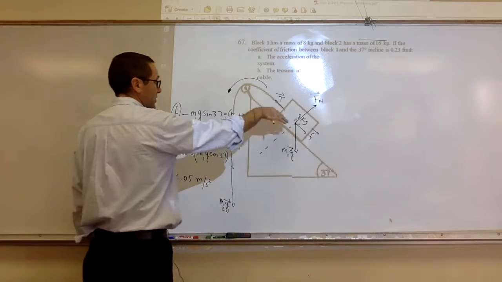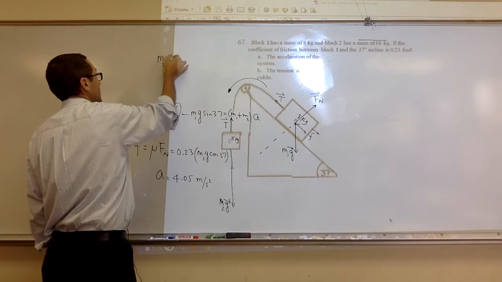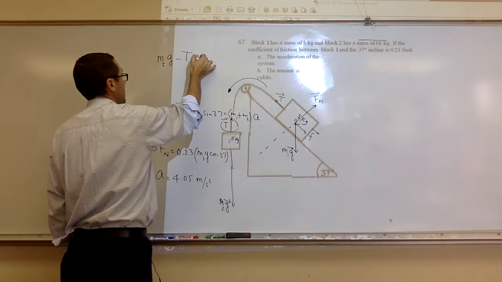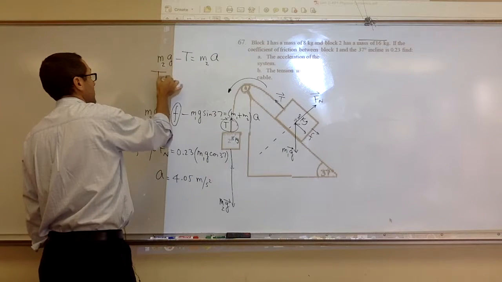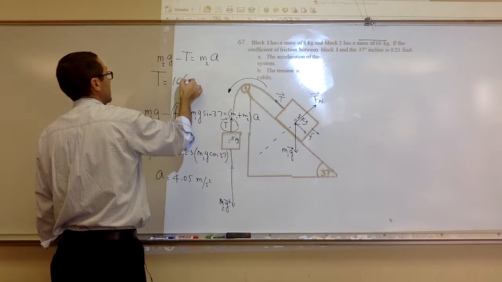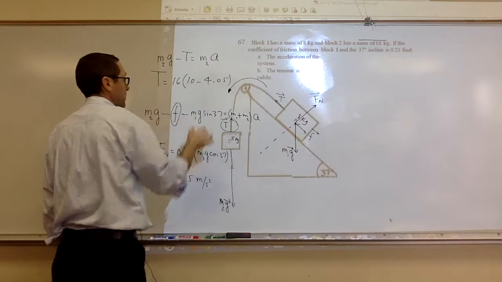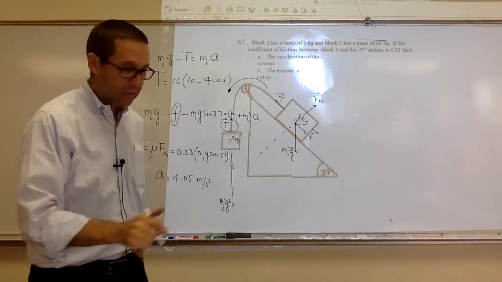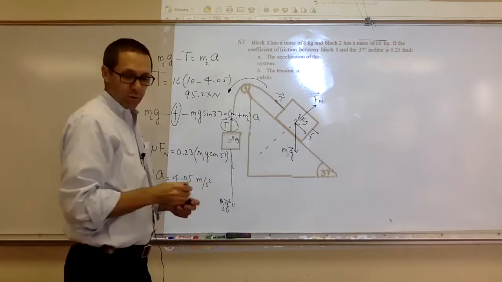Because I don't have to deal with this incline. So with block 2, it should just be m2g minus the tension in this rope here. That should equal the mass of block 2 times the acceleration we found earlier, which means the tension is m2, which is 16, times 10 minus 4.05. And that should give us 95.23 newtons.